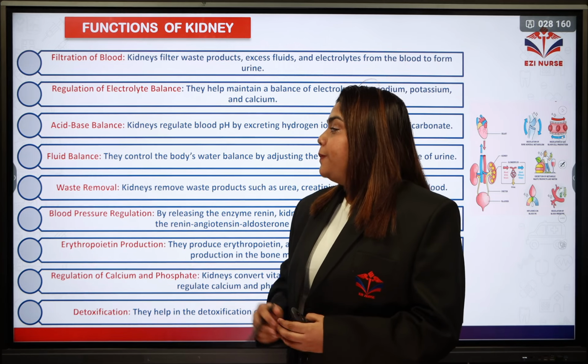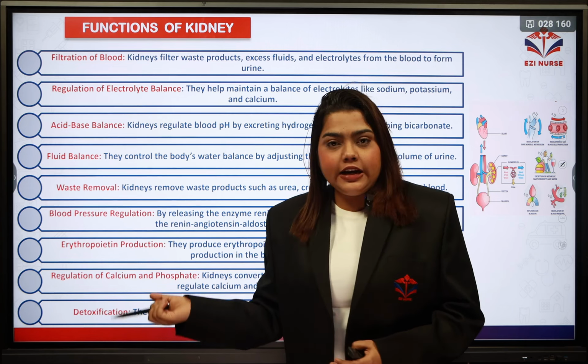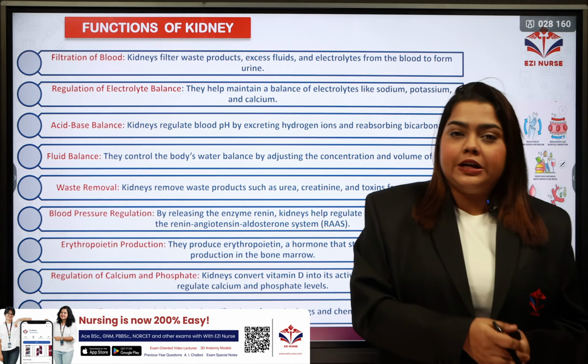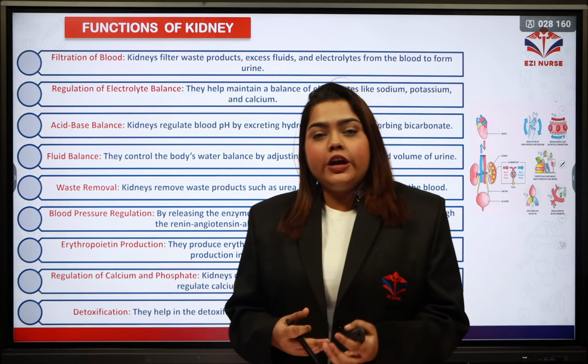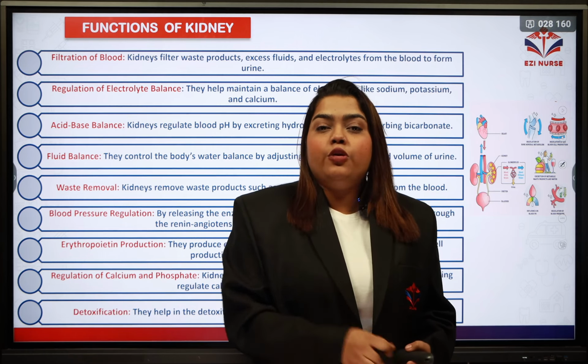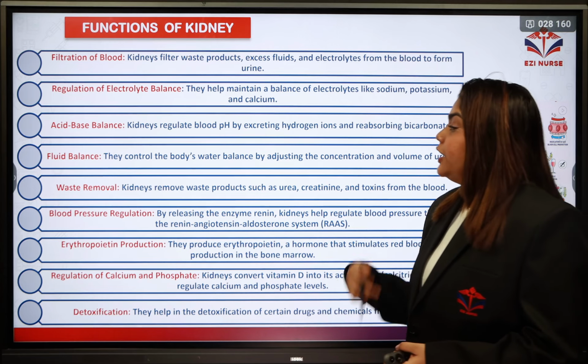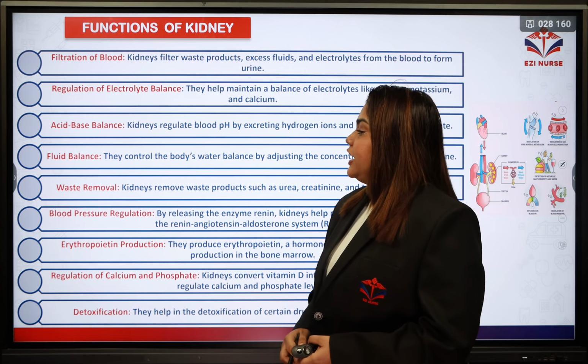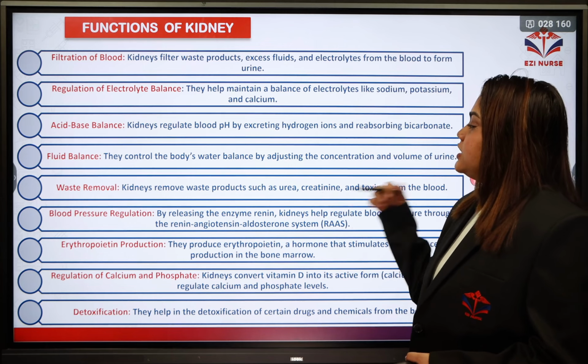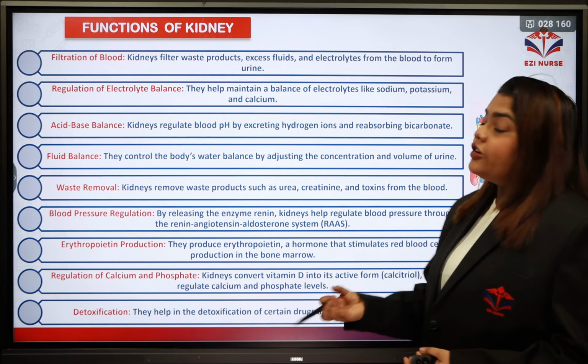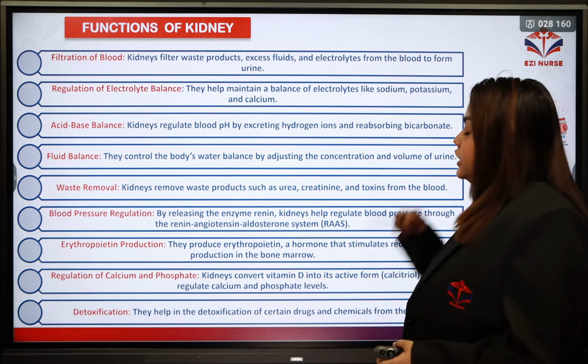Then the fluid balance. How are they maintaining the fluid balance? The kidney is filtering the blood and removing fluid through the urine. So the fluid is going outside the body, and the balance of the fluid in the body will be maintained by the kidney. The control of the body's water balance is by adjusting the concentration and volume of the urine.